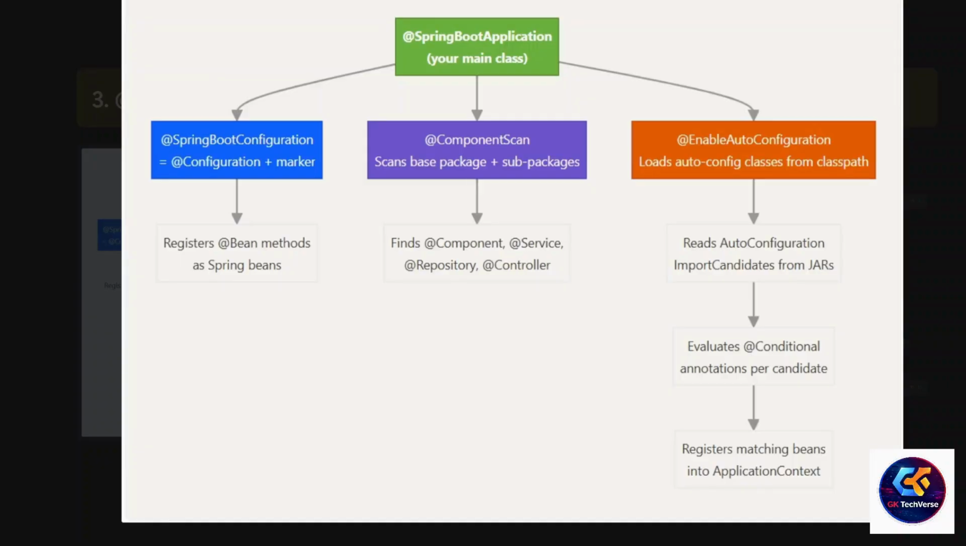When Spring Boot starts, it needs to know which auto configuration classes exist. These classes live inside Spring Boot's own jars and third-party library jars. The discovery mechanism changed between Spring Boot version 2 and Spring Boot version 3. Let me cover both.